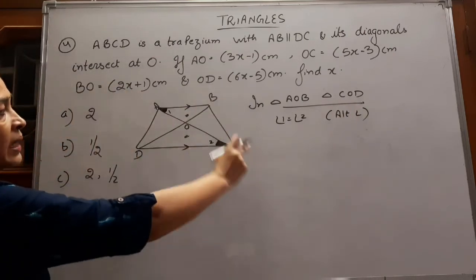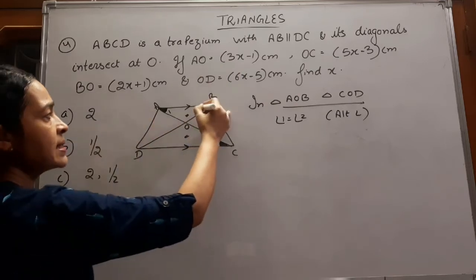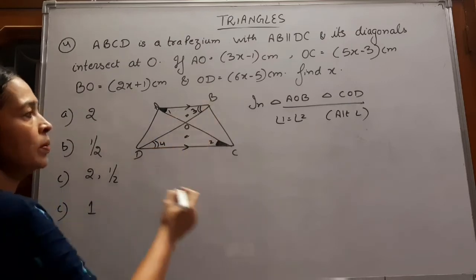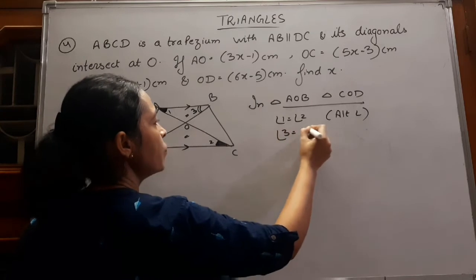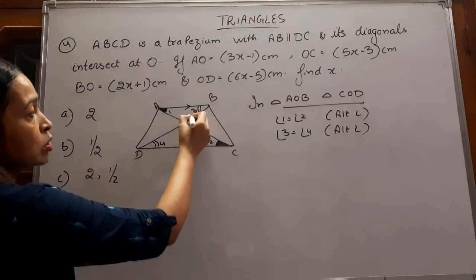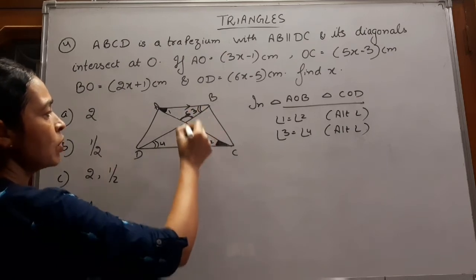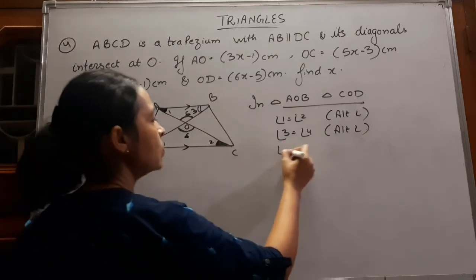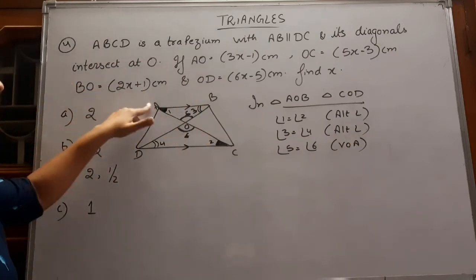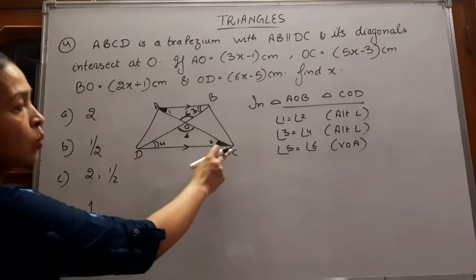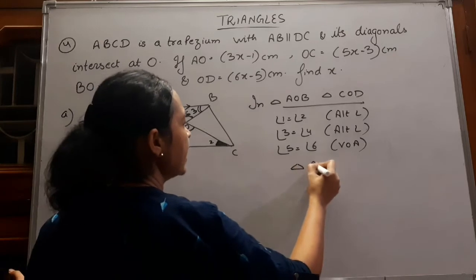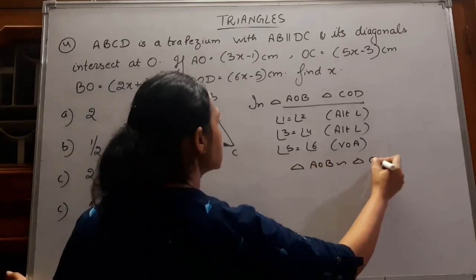Similarly, AB is parallel to DC and BD is transversal. This angle is equal to this angle. Let's take it as angle 3 and angle 4. Angle 3 equals angle 4. These are also alternate angles. Now we can also take these angles. These are also equal. Take it as 5 and 6. Angle 5 equals angle 6. These are vertically opposite angles. So triangle AOB is similar to triangle COD because the angles are equal.